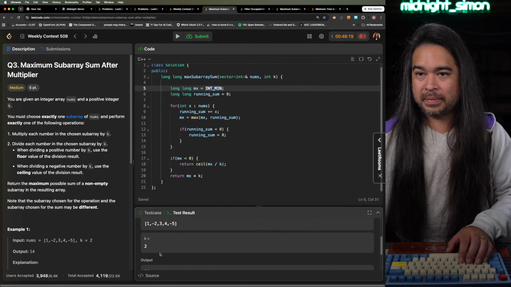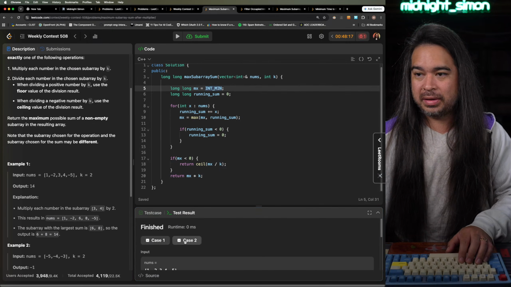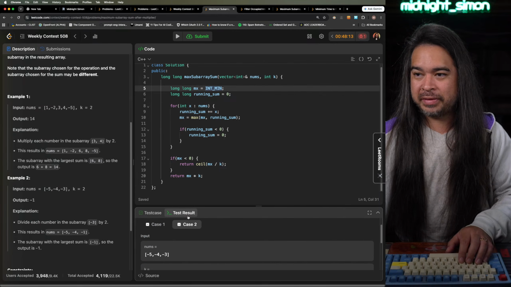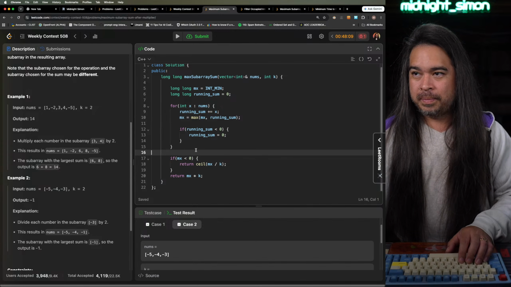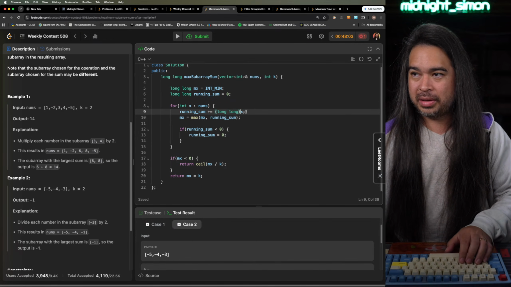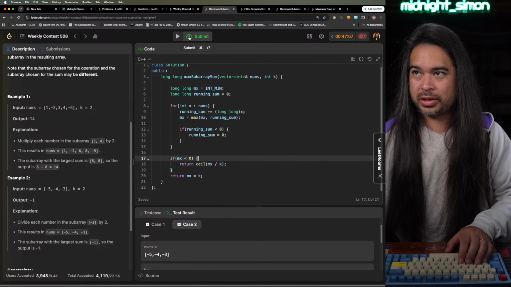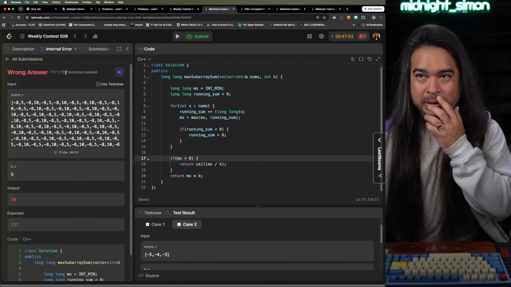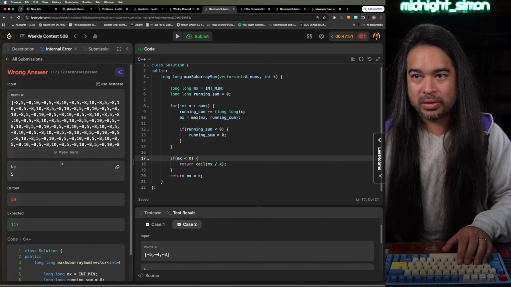Alright, let's see. So 14 and -1. Am I confident enough to send this? Not really. I'll send it though. Let me try. Wrong answer. Oh, real close. Real close.